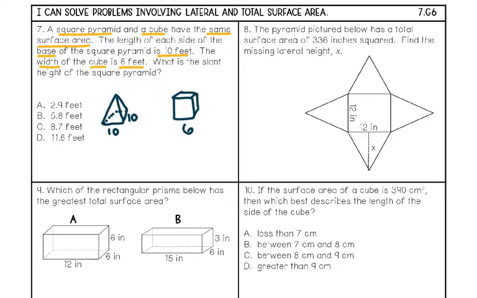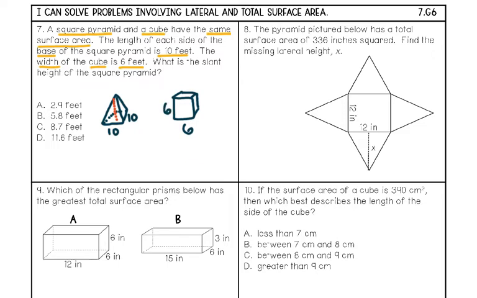Now, the question wants to know what is the slant height of the square pyramid. So for the pyramid, there's triangles on it. It just wants to know what's the height of one of the triangles. So let's start with what we know. I know that I can find the surface area of the cube because if I have one of the sides of the cube, I have them all.